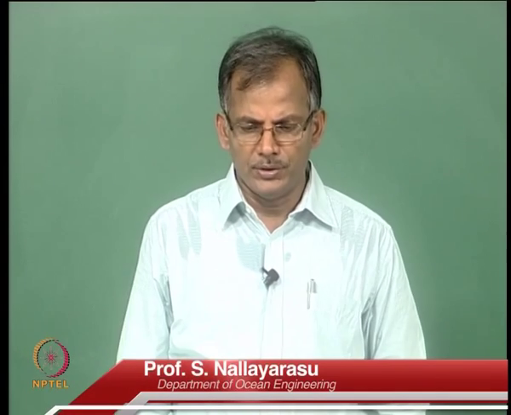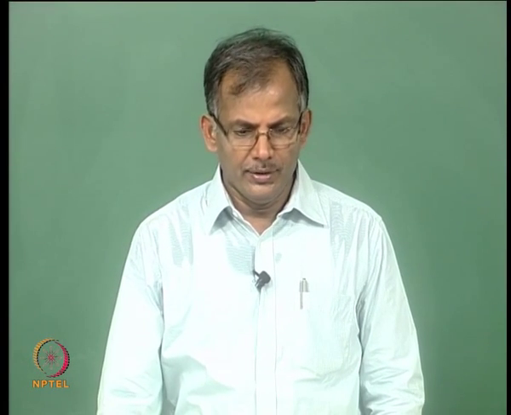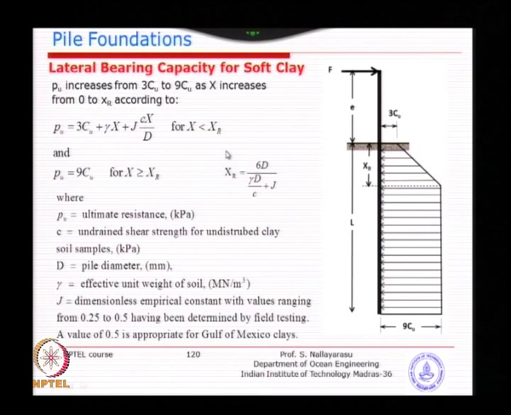Continue with the API recommendations for lateral capacity, and basically it's a combination of various recommendations. So you can see here for the soft clay, basically the formula given by Brinch Hansen has been followed: 3 Cu at the top and linearly increasing up to 9 Cu for a depth which needs to be determined depending on the strength of the clay.